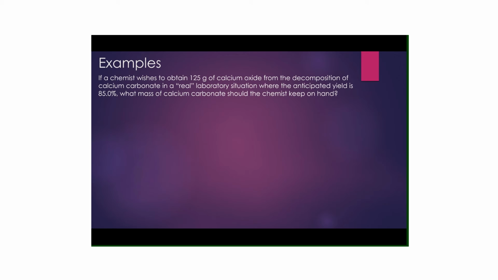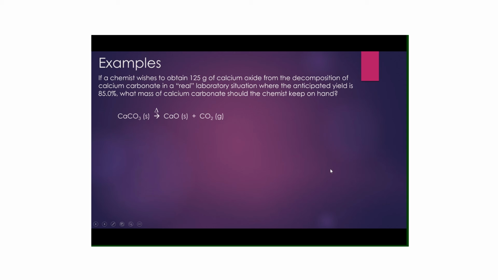Another example, if a chemist wishes to obtain 125 grams of calcium oxide from the decomposition of calcium carbonate in a real laboratory situation where the anticipated yield is 85%, what mass of calcium carbonate should the chemist keep on hand? Oftentimes we know what the percent yield of a reaction will be, as is the case here. We know that this reaction, no matter how well it's performed, is only going to give us about an 85% yield. If we want 125 grams of product, how much reactant should we start with?